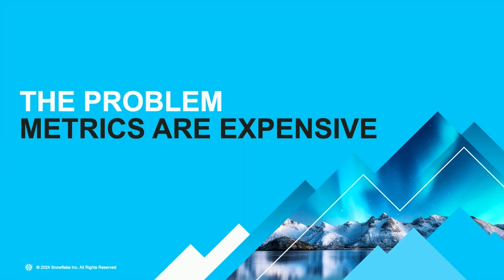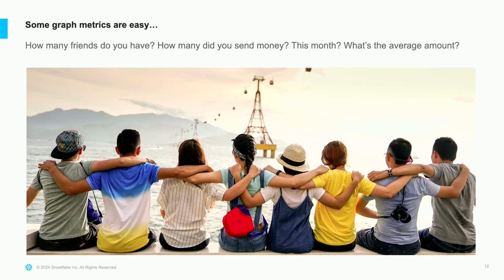Now the problem is that graph metrics are really expensive to compute and really expensive to use. And I'm not saying that all metrics are expensive. Some metrics are actually really straightforward and easy. If I want to count how many connections you have, how many bidirectional connections, that's easy. But if you picture that dollar moving through the network, the further that dollar travels, the more I have to track it over time, and the more expensive that analytics become.